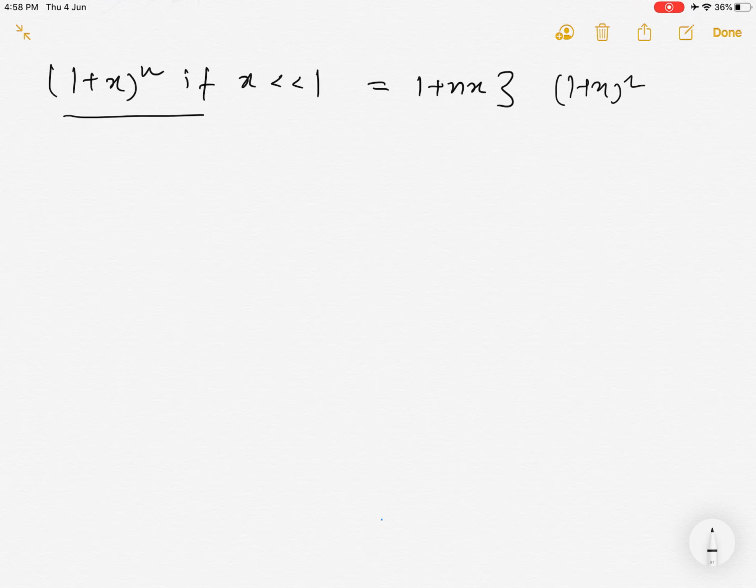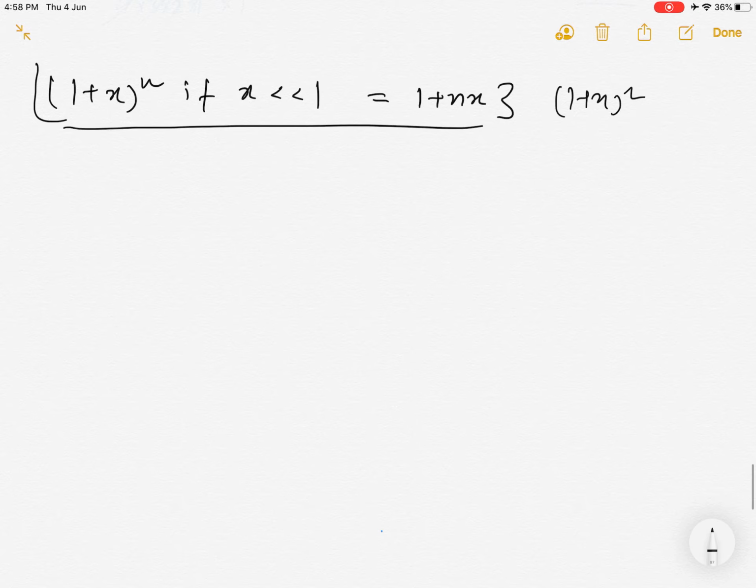Now, the proof of this thing I leave to you. You can take up an example 1 plus x to the power 2, put in the values and solve it. So I leave this as an exercise to you, but this is the thing which you need to remember for sure, right? So 1 plus x to the power n can be written as 1 plus nx provided x is much less than 1.